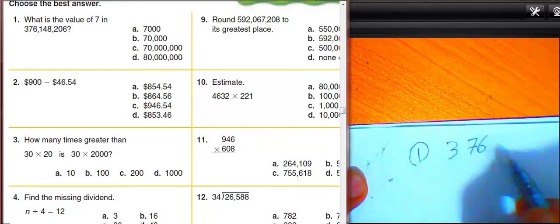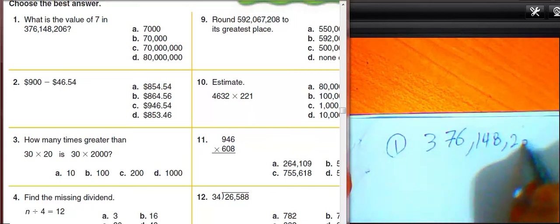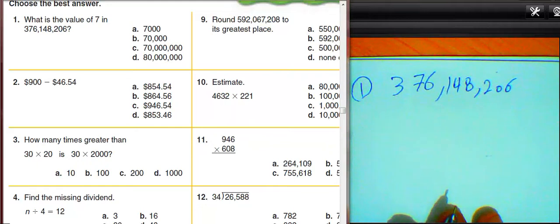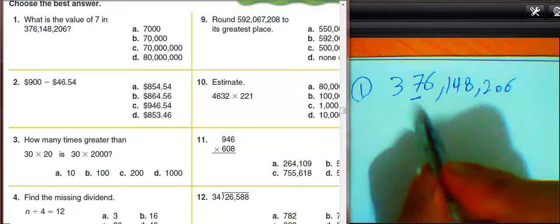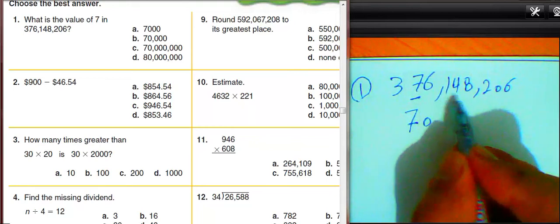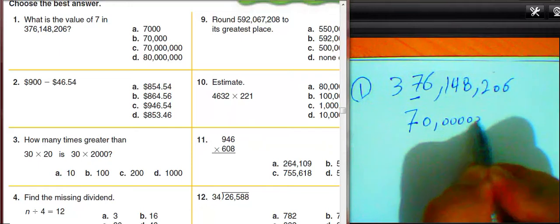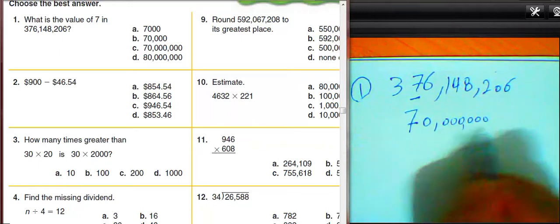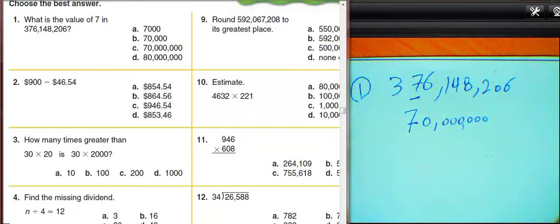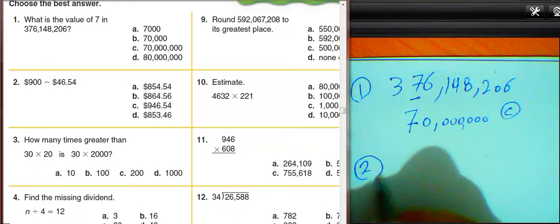376 million 148,206. He asked you about the value of 7. The value will be 7 and we can write behind it 0, 1, 2, 3, 4, 5, 6. It will be 70 million. Okay, 70 million for question number 1. Letter C.